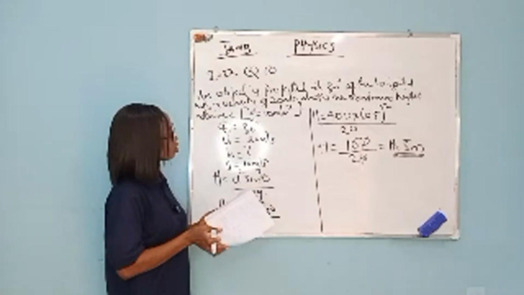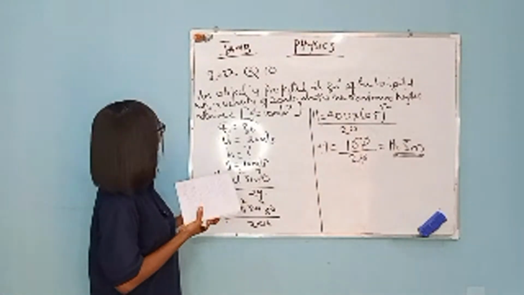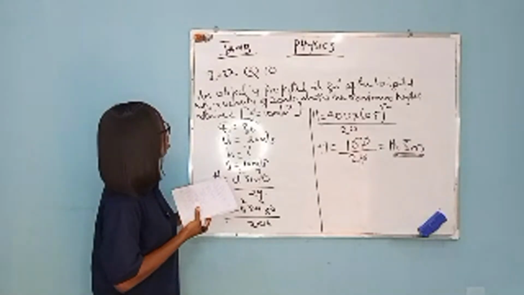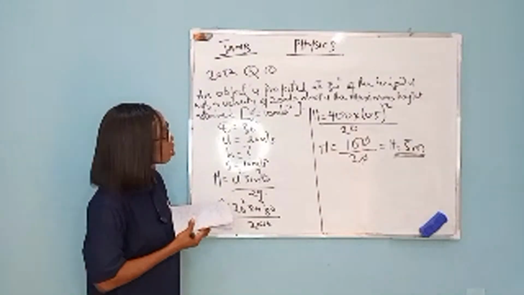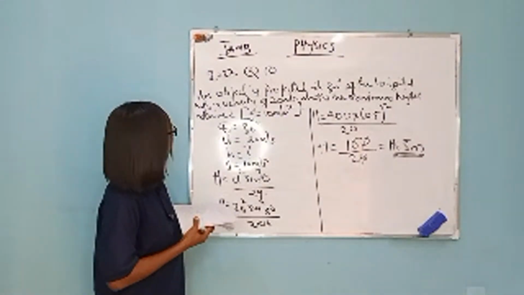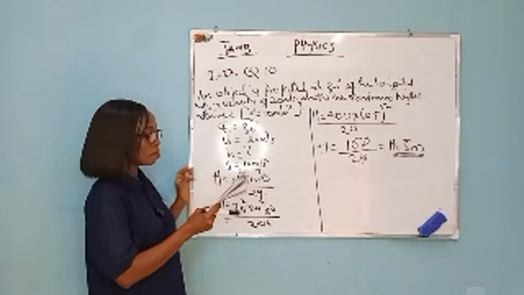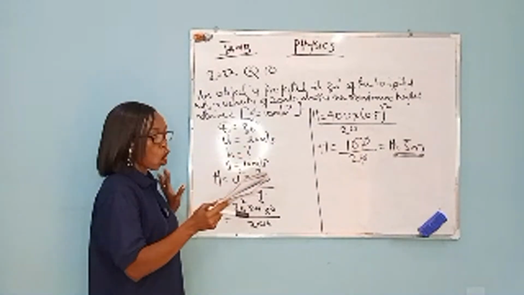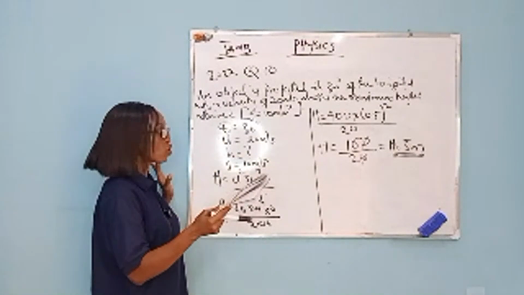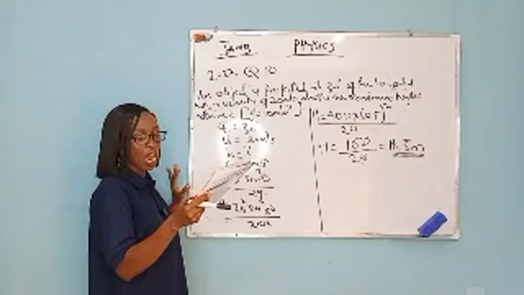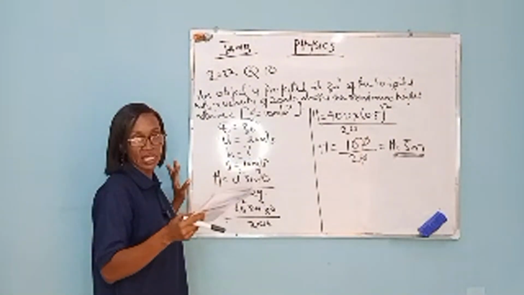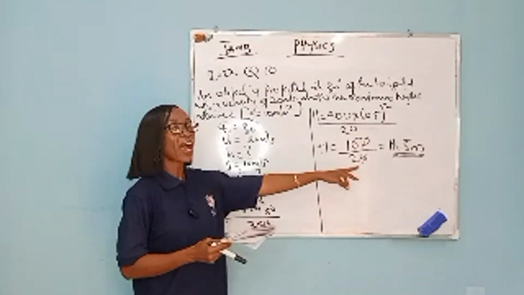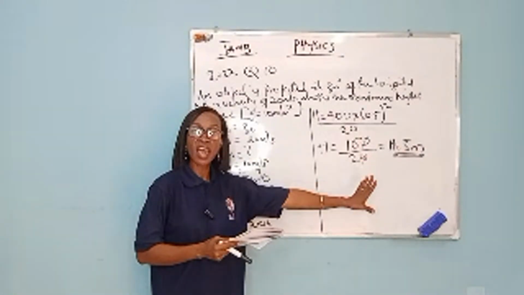The question says again, an object is projected at 30 degrees to the horizontal with a velocity of 20 meters per second. What is the maximum height attained, given that g is 10 meters per second squared? Option A is 10 meters, option B is 20 meters, option C is 5 meters, and option D is 2 meters. So the answer to this question is option C, which is 5 meters.